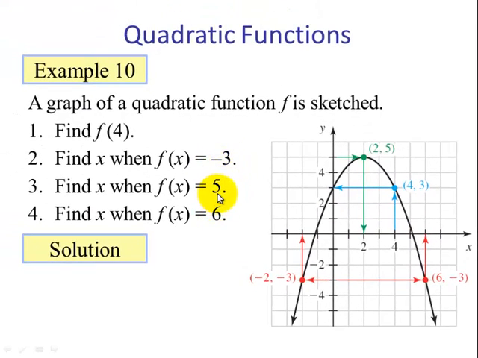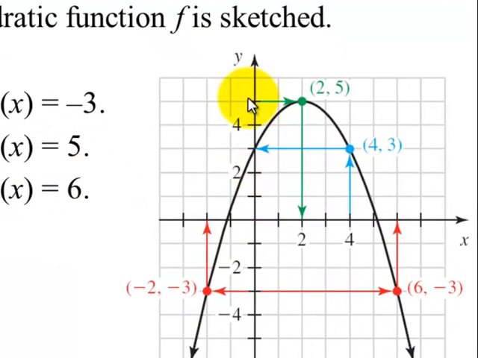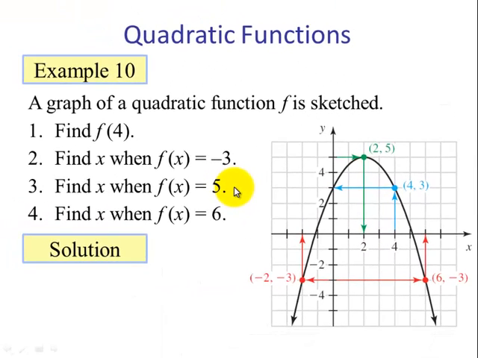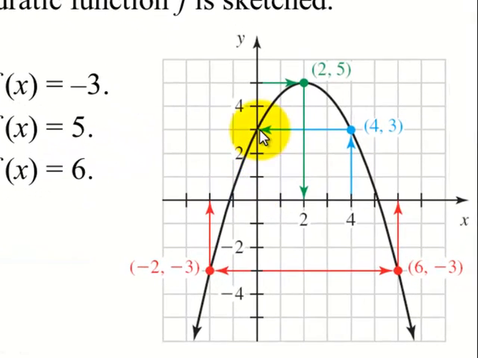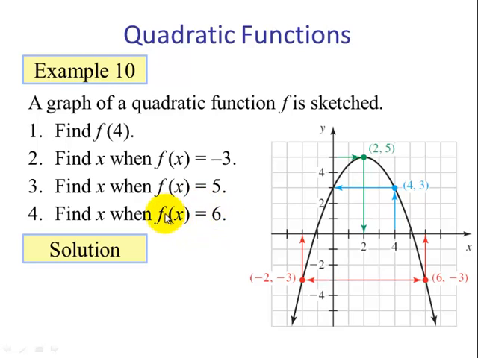Number 3, when y is 5, 1, 2, 3, 4, 5, we see that there is only one x, that x is 2. So for number 3, the answer is x equals 2. And number 4, when y is equal to 6, there is no point on the graph when y is 6. So this is undefined. There is not an answer. It's the empty set.